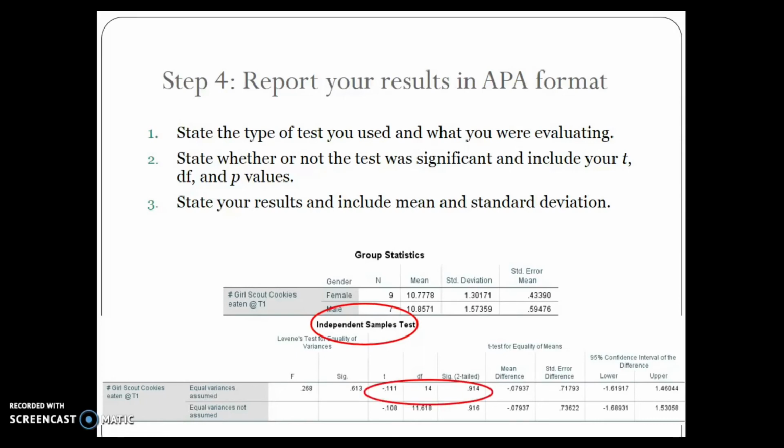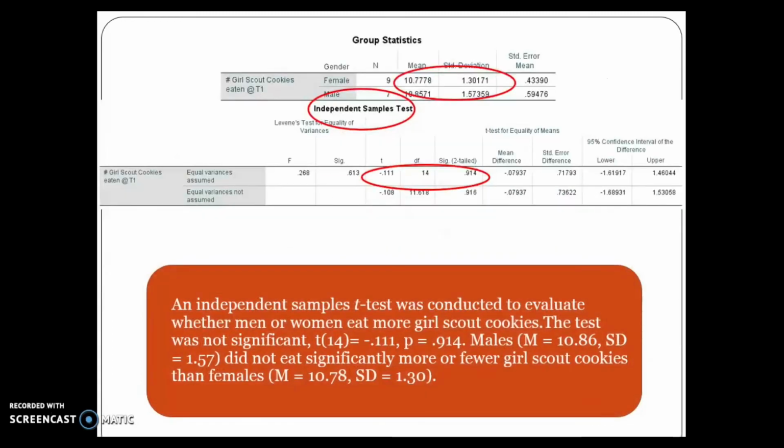You see that down there. And finally, you want to record your mean and standard deviation. So, using that, you want to say something like this. An independent samples t-test was conducted to evaluate whether men or women eat more Girl Scout cookies. The test was not significant. Our t with the degrees of freedom of 14 is negative 0.111 with p-value of 0.914.